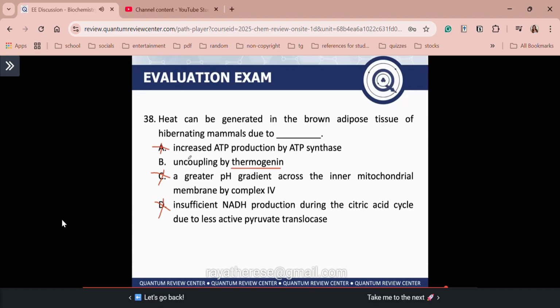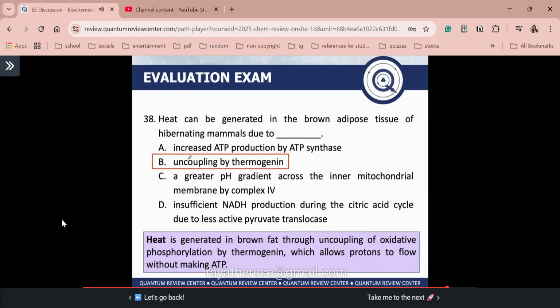And this is our discussion under inhibitors of the electron transport chain and uncouplers. Sir, letter B po ba ang answer? Yes. Okay, so heat is generated in brown fat through uncoupling of oxidative phosphorylation by thermogenin, which allows protons to flow without making ATP. Okay, so class, again for number 38, letter B.